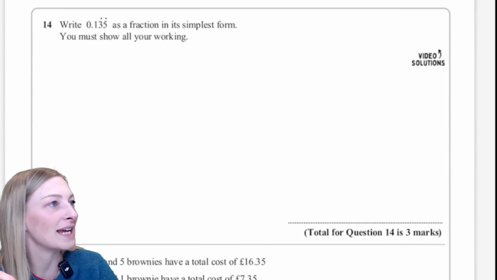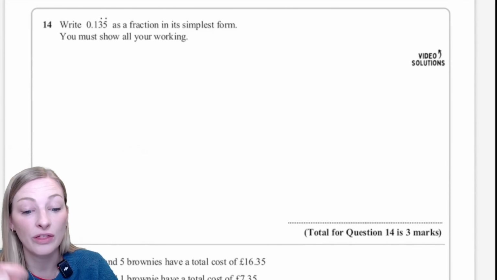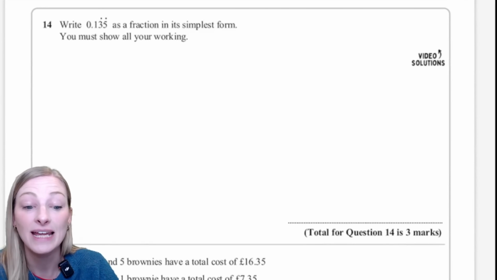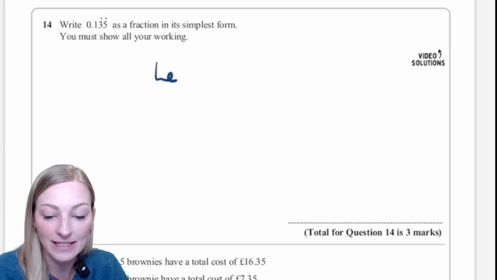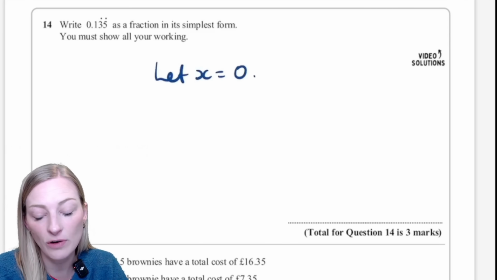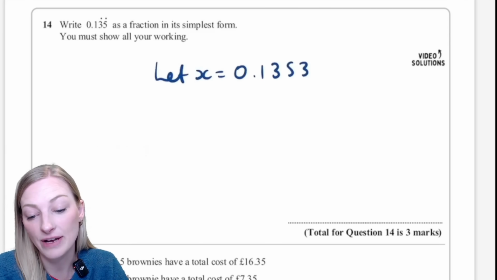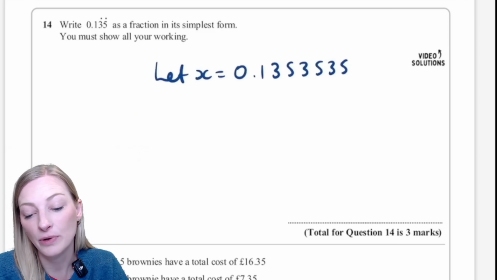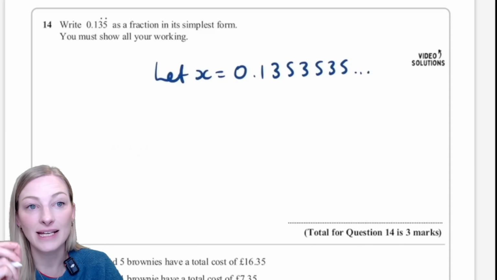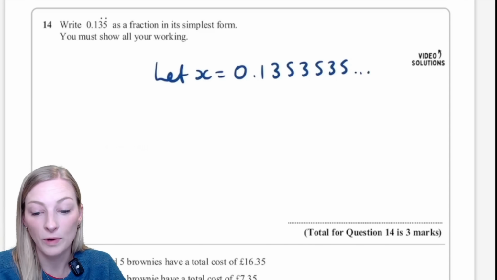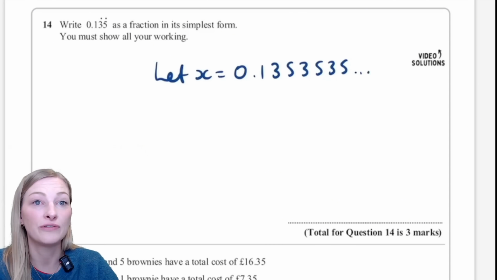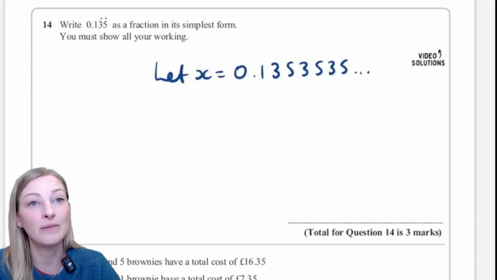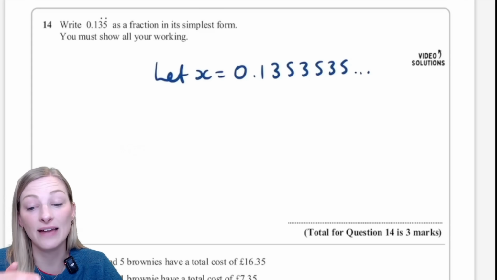Question number 14. Write 0.135 recurring as a fraction in its simplest form. So to do this, we're going to let x equal 0.1353535, and I'm going to put dot, dot, dot. Now you need to either put dot, dot, dot, or put the recurring dots over there. If you don't do that, you're going to lose a final mark on this question. It's really important that you show the examiner you understand that this number goes on forever.